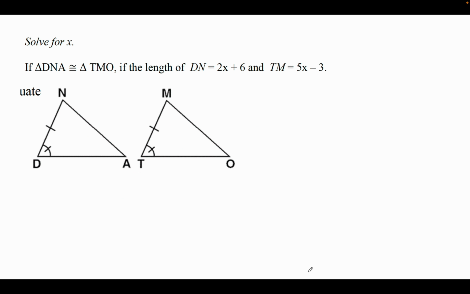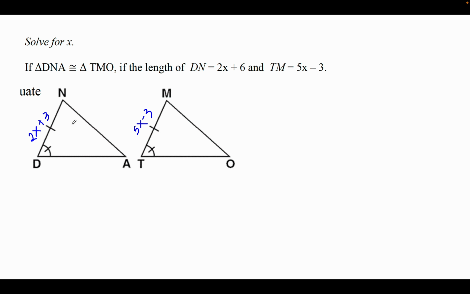Solve for x. If triangle DNA is congruent to triangle DMO, if the length of DN equals 2x plus 6 and TM equals 5x minus 3. So, DN daw is 2x plus 3. So, ilagay natin dito, 2x plus 3. Then, TM is 5x minus 3. So, we are going to solve for x. The question is, how are we going to solve for x?